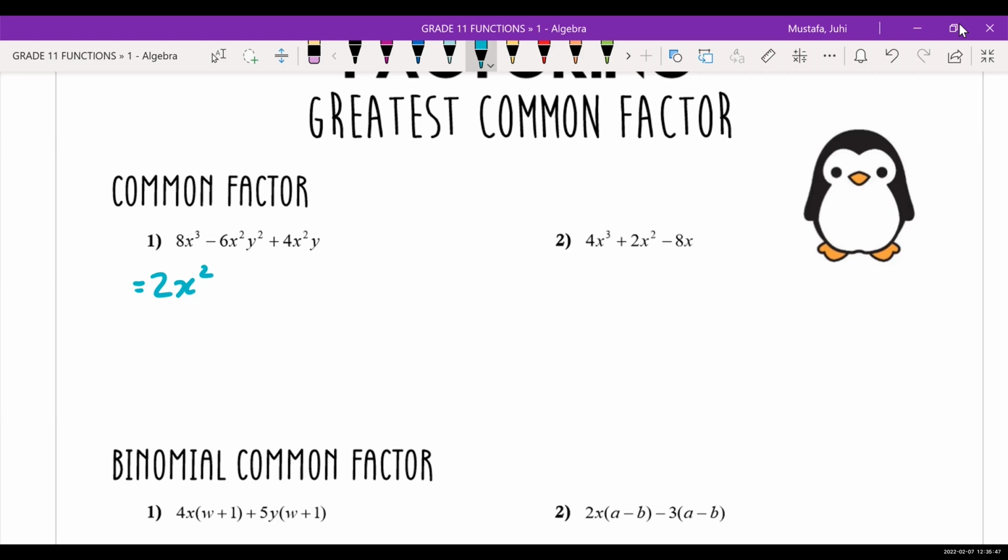No. So in this case, you can't actually write a y because the first term doesn't even have it. So we're not going to include the y in our factor that we're taking out. So we think the greatest common factor is 2x squared. So we're going to work backwards.